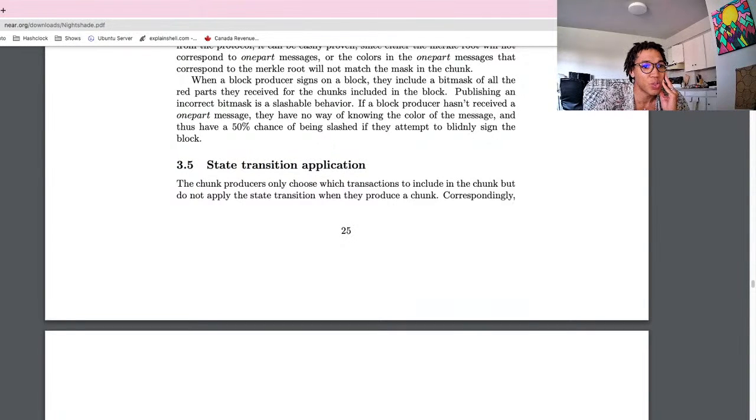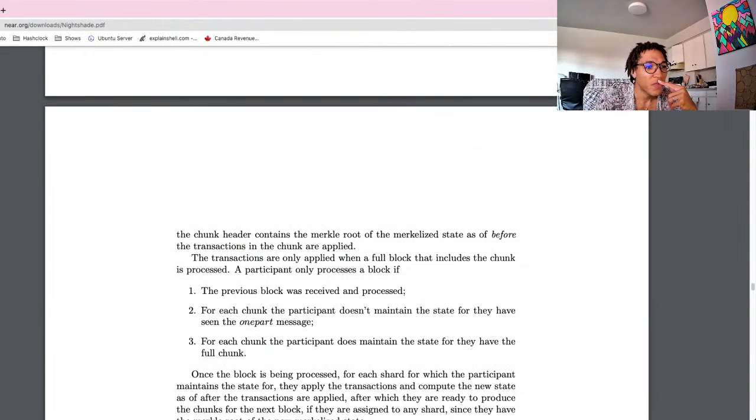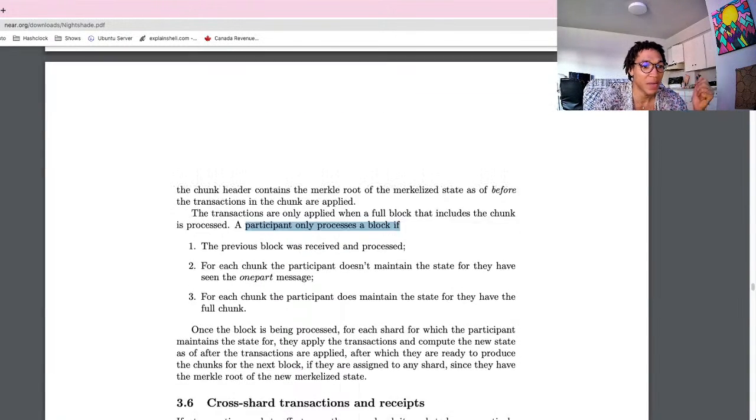The chunk producers only choose which transactions to include in the chunk, but do not apply the state transition when they produce a chunk. Makes sense? Only the specific block producer. Oh, okay. Correspondingly, the chunk header contains the Merkle root of the Merkleized state as of before the transactions in the chunk are applied. The transactions are only applied when a full block that includes the chunk is processed. Our participant only processes a block if the previous block was received and processed.